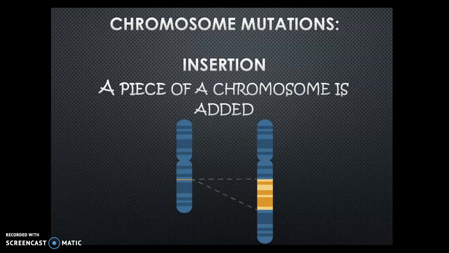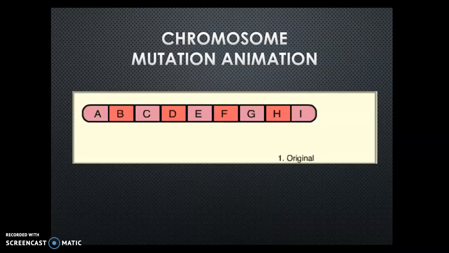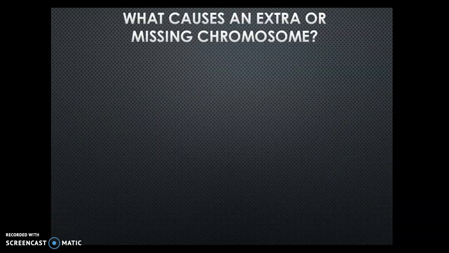So those are 5 basic chromosome mutations that occur that would impact the structure of a particular chromosome. Here's a little image. This is our original chromosome. I don't know if it's going to play. All right, so that's supposed to be an animation that's playing for you, but it's not playing. So we'll just move on to how do we get extra or missing chromosomes.